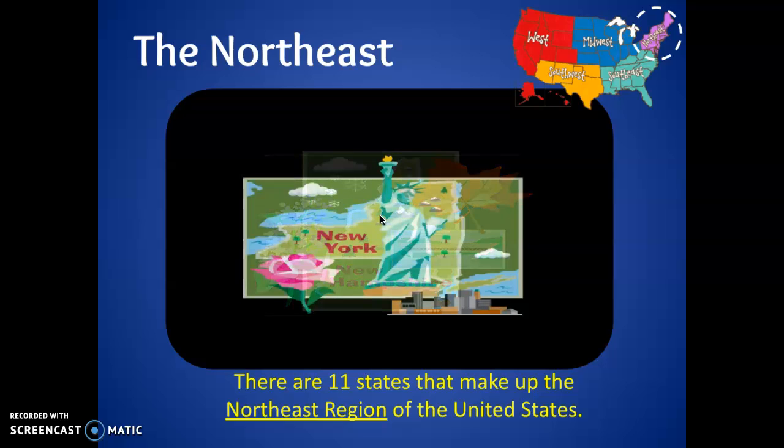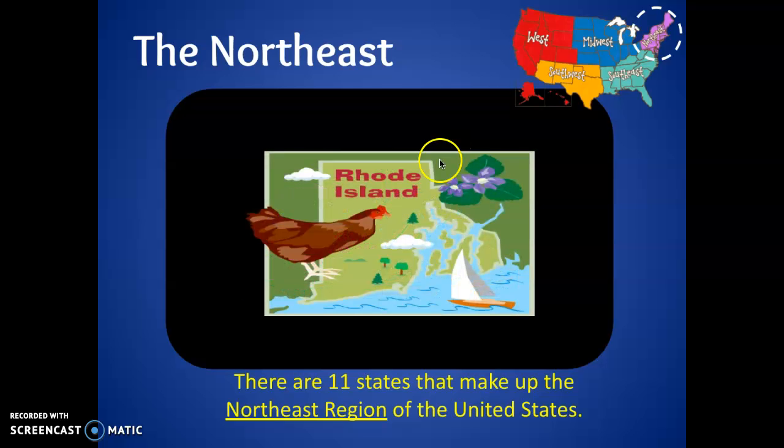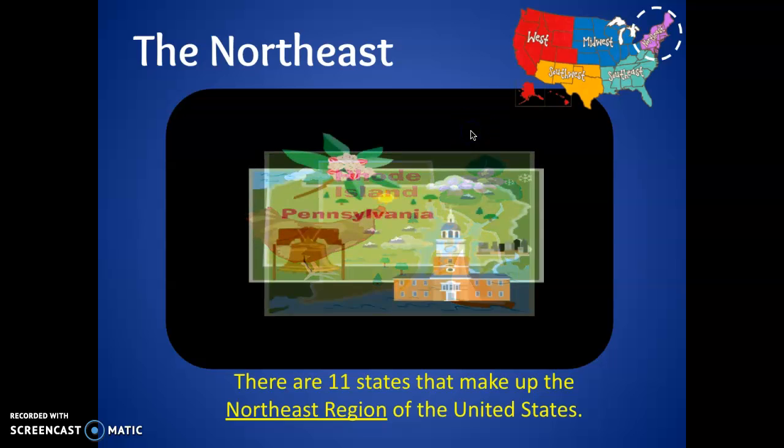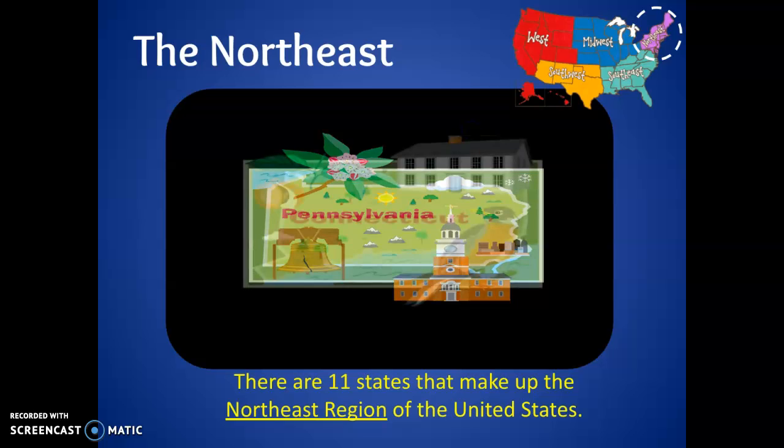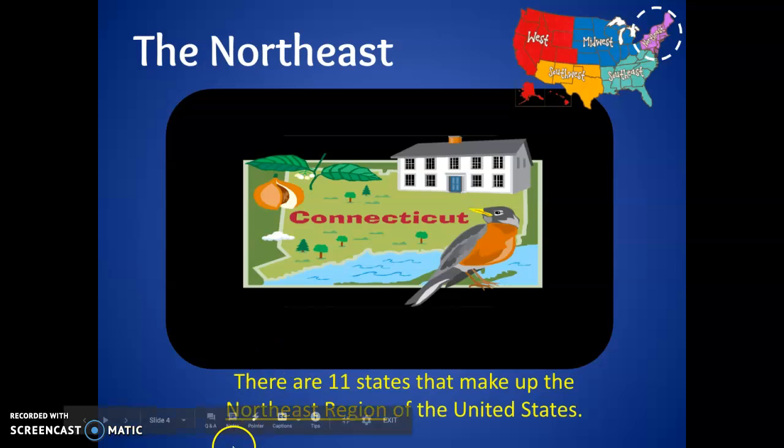I click the center of the screen. New York is the second. I click again. Rhode Island is the next. Okay, and each time you click the screen, the states will appear. So make sure you're in presentation mode to find the name of the states.